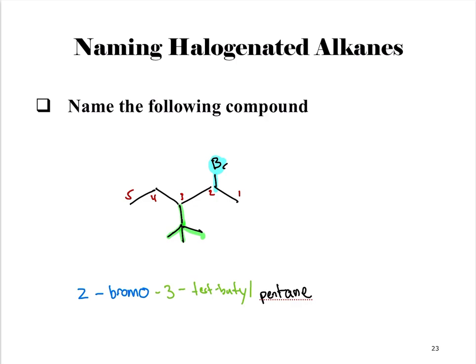And the reason we don't put the numbers together is because if you don't have the numbers separated, you don't know which group is associated with what number. So I think the confusion, Israel, might have been if you put 2,3, and then bromo tert-butyl pentane, right? But you don't want to do it this way because then you don't know if 2 goes with bromo or 3 goes with tert-butyl.